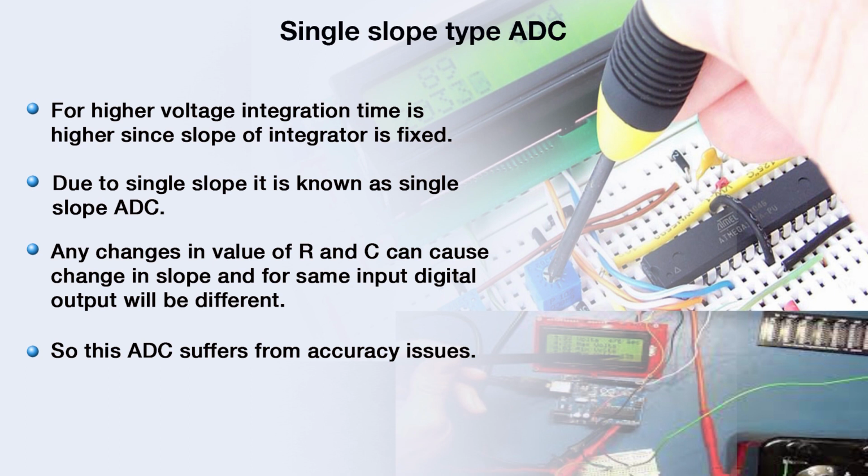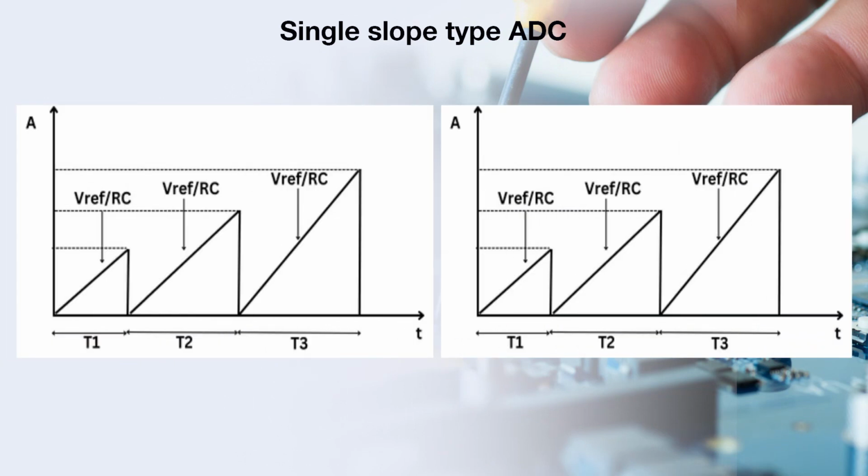But the main problem with this kind of ADC is that if the value of R or C changes due to some reason like temperature or aging, then the slope of the ADC will also change. In such a situation, for the same analog input voltage, we will get a different integration time. It means that for the same analog input voltage, a different binary output is obtained. This effect we can see in the plot on the right side.